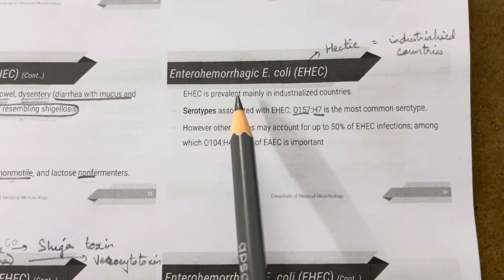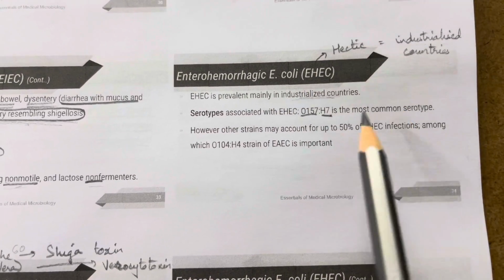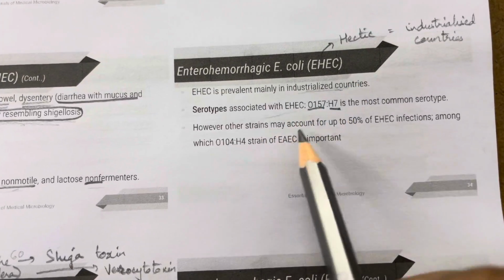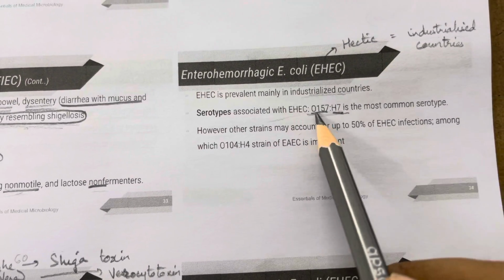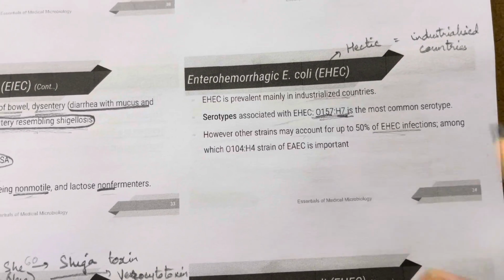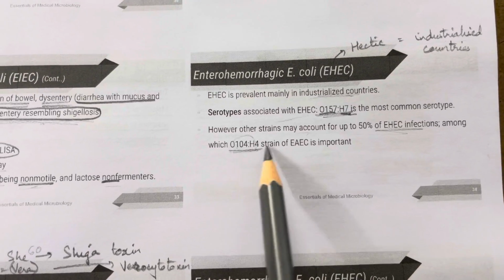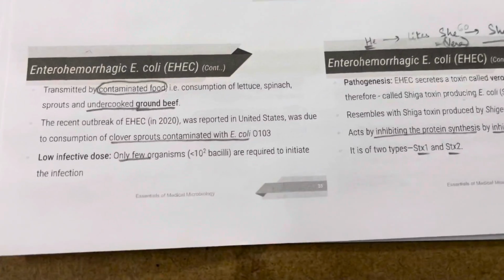Enterohemorrhagic E. coli, so it is prevalent mainly in industrialized countries. So H for hectic in industrialized countries. Serotypes associated, so O157:H7 is the most common serotype. However, other strains may account for EHEC infections, out of which O104:H4 strain of EAEC is important.